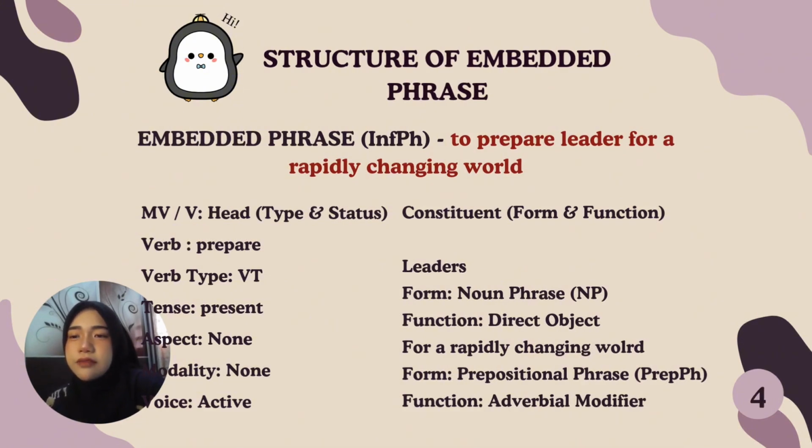And next we have for a rapidly changing world. This forms a prepositional phrase. It functions as an adverbial modifier. It tells us why or in what context the leaders are being prepared. So this part of the sentence explains the reason or the situation. It tells us that the leaders are being prepared for the future where the world is changing quickly. So this phrase adds more meaning to the action, which helps us to understand the purpose behind it.